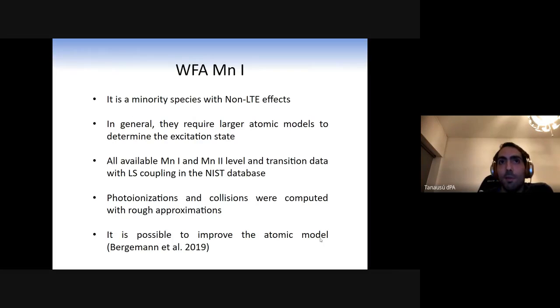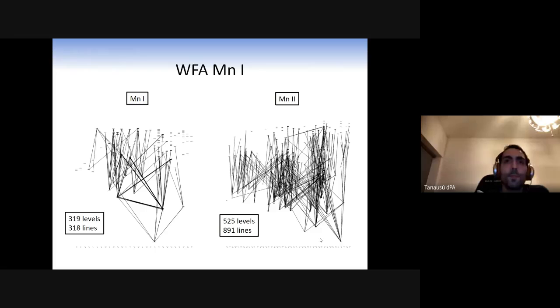In general, this type of ions requires quite big atomic models in order to determine the ionization state. So what we did was to take all the available manganese 1 and 2 levels and transition data with LS coupling information from the NIST database. Then we used some approximations to compute the photoionizations and collisions. And although we know that the atomic model can be improved, by taking some experimental collisions or improving this approximation, it is enough for the purposes of this analysis.